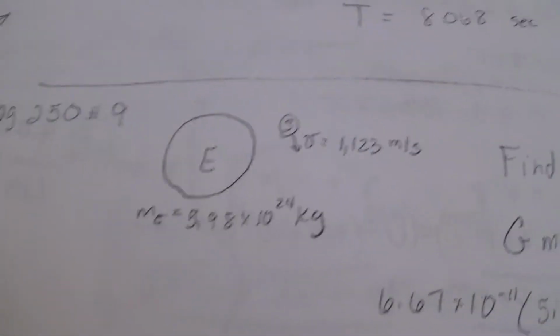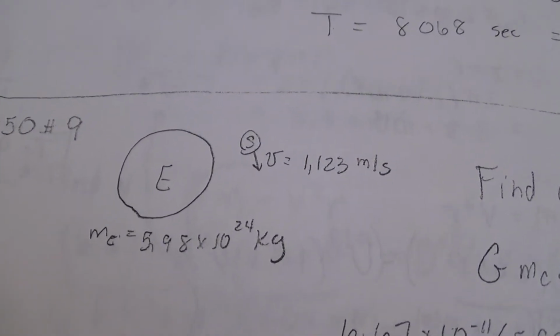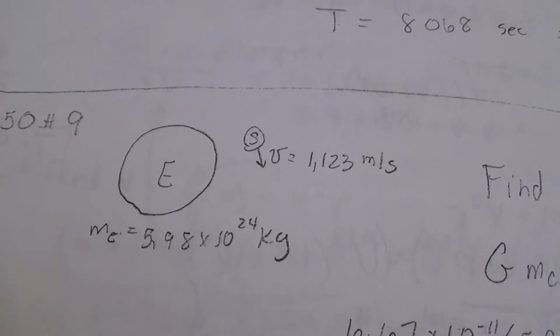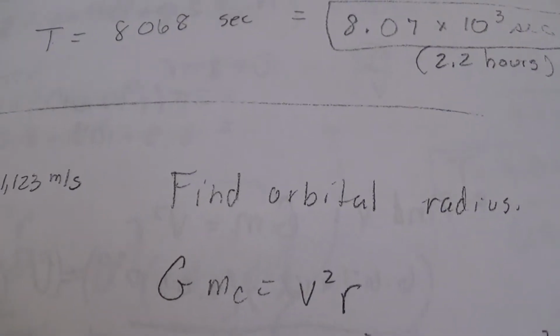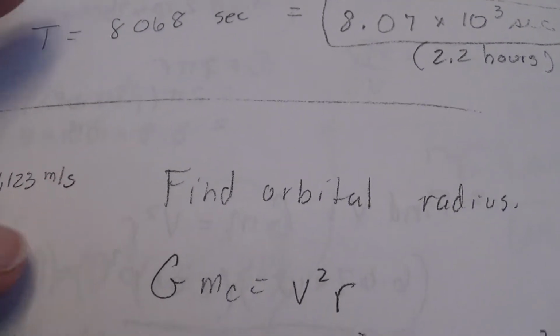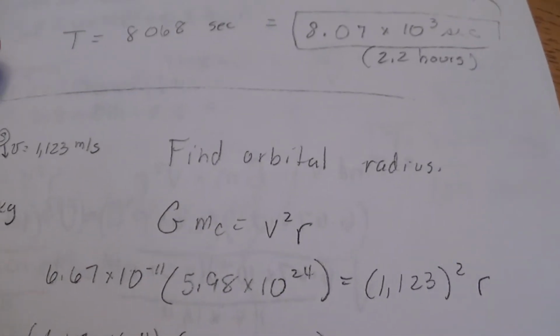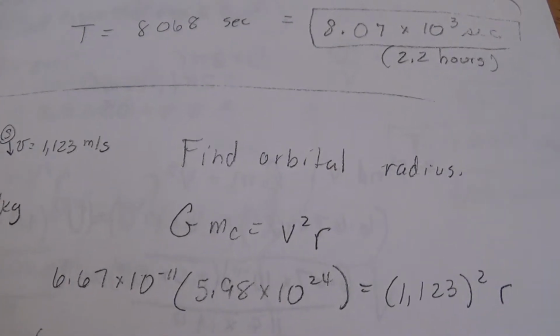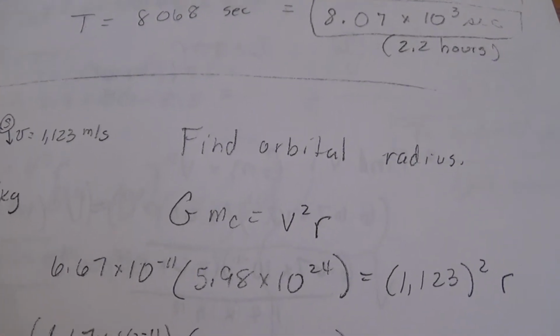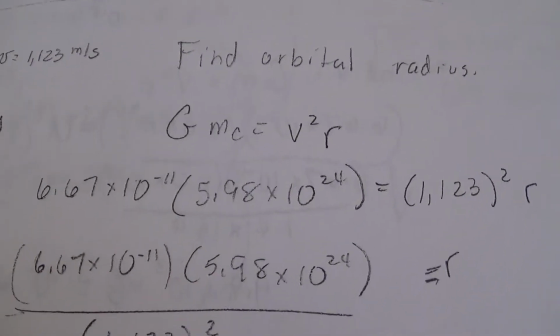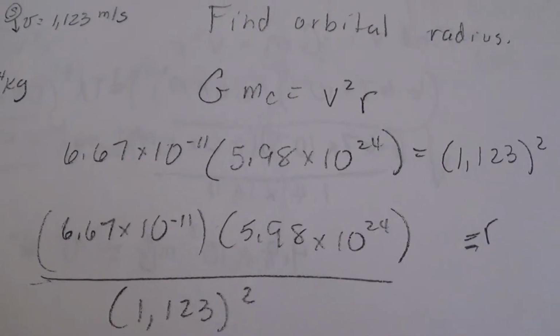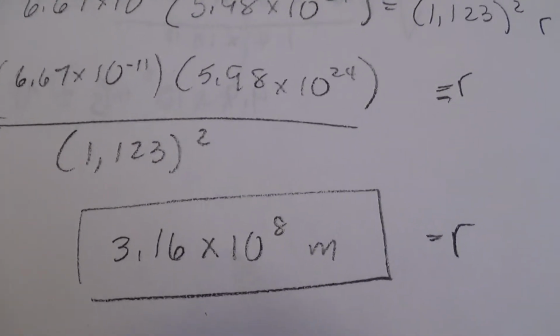All right, let's look at the third one. It's number 9 on that page, 250. Here we have a satellite with the velocity and the mass of the Earth is given. Find the orbital radius of the satellite. So we start with this, and we go, plugging in everything we need. We get R is the only thing we don't know, so that's good. And when we get there, we solve for R, and our calculators yielded that.